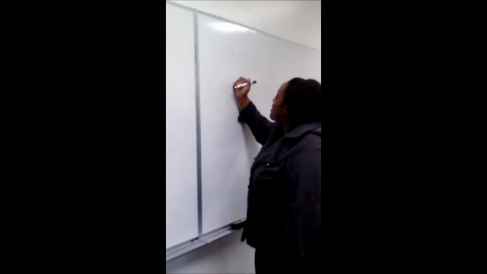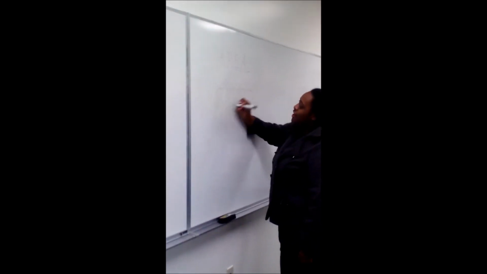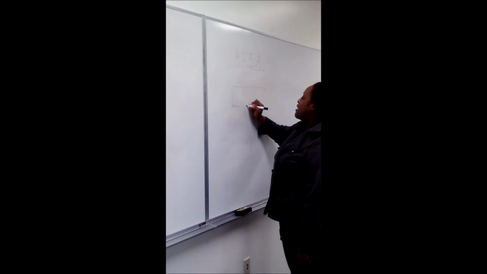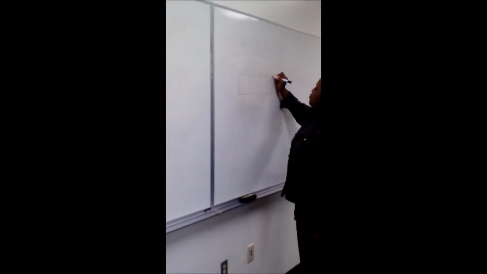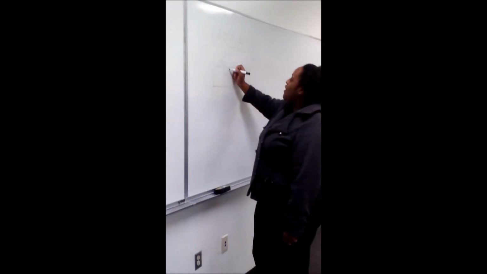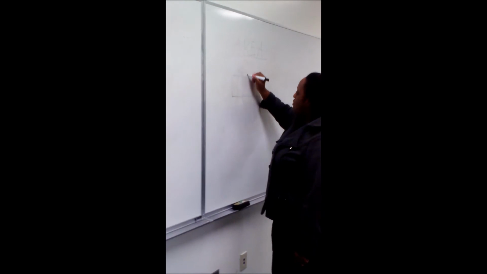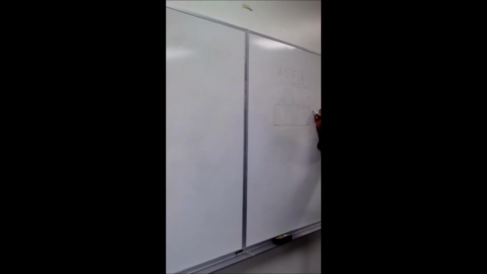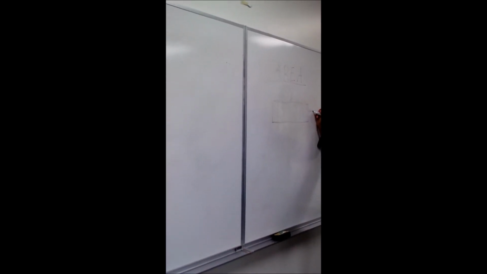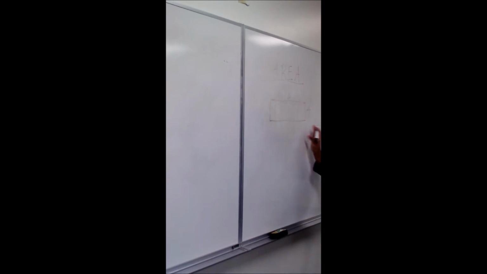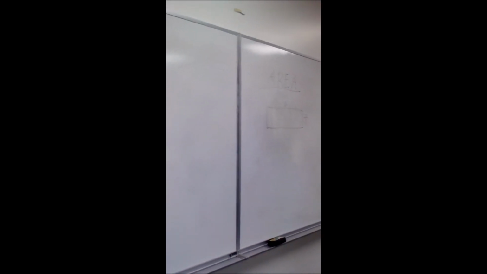All right. The area also can be in a rectangle. Say the length of this rectangle is 16, and the width of this rectangle is 4. How will we get the area? So you do 16 times 4.